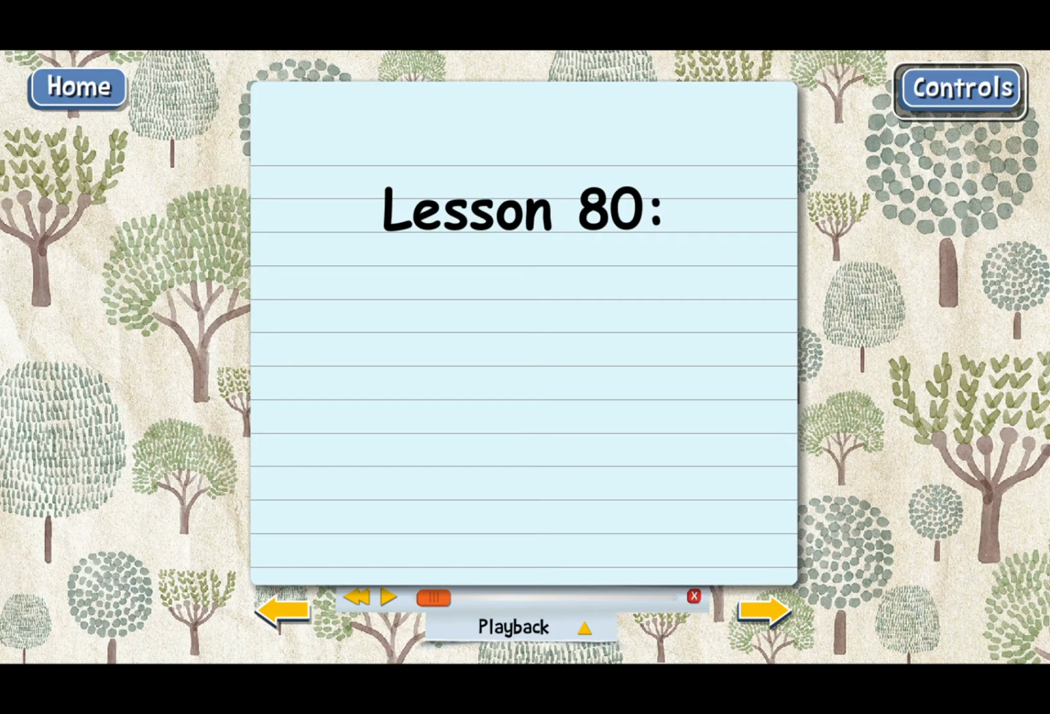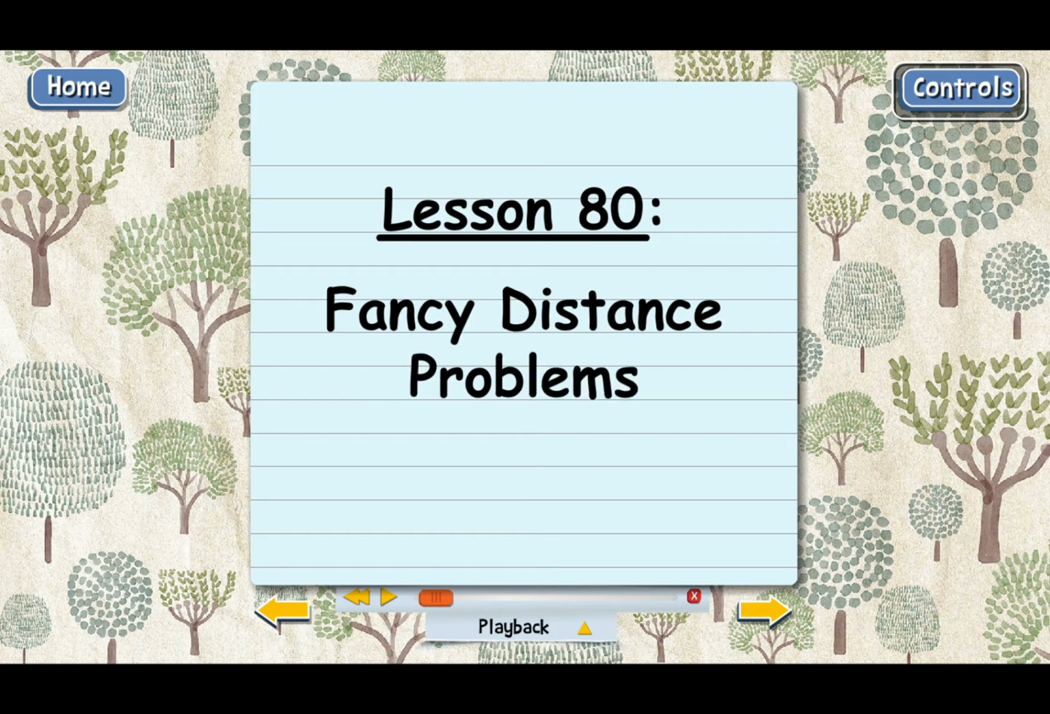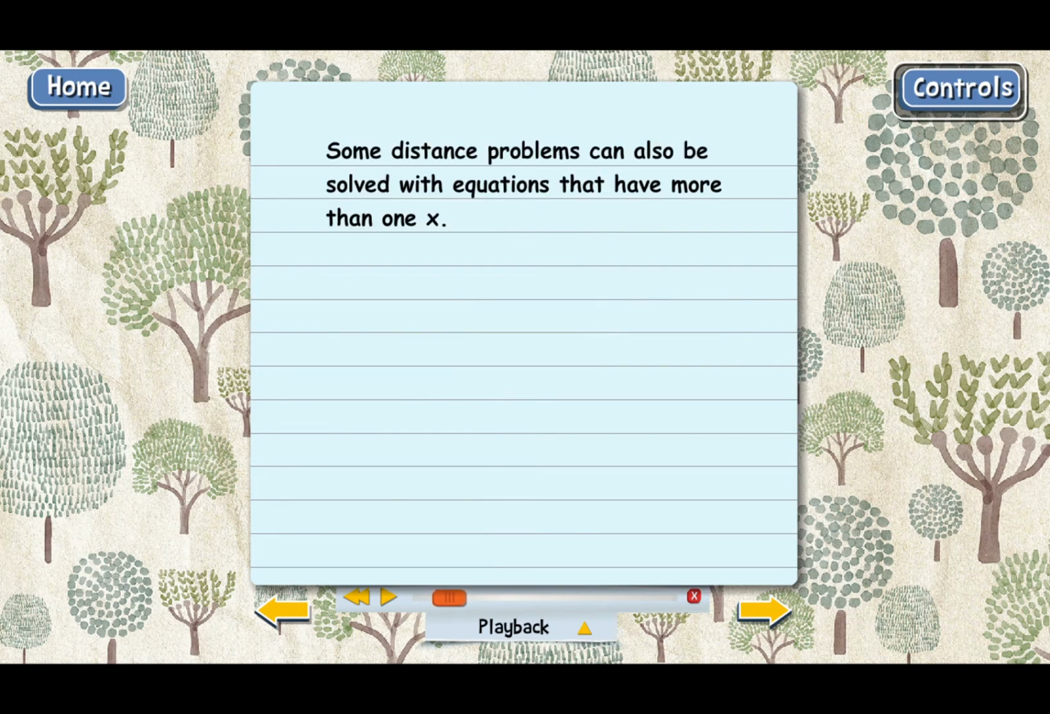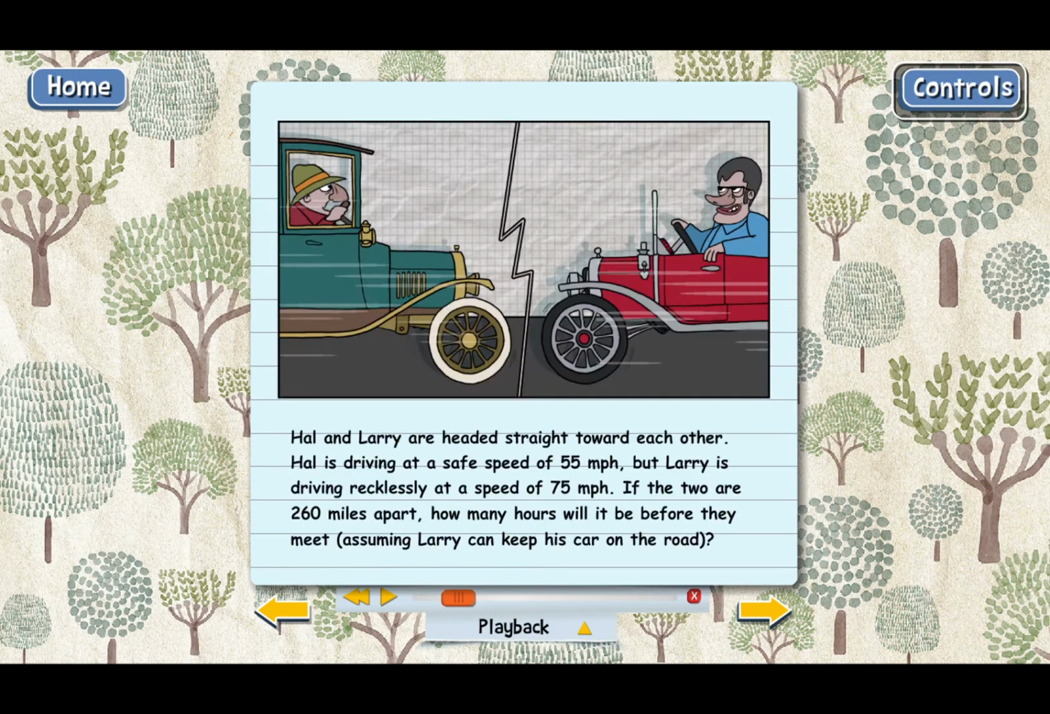Lesson 80, Fancy Distance Problems. In the last lesson, we learned about work problems. Those have equations with more than one x. There are also some distance problems that can be solved with equations that have more than one x. These are a little harder than the distance problems that you've been doing. So let's go through an example, and I'll show you how to tackle these.